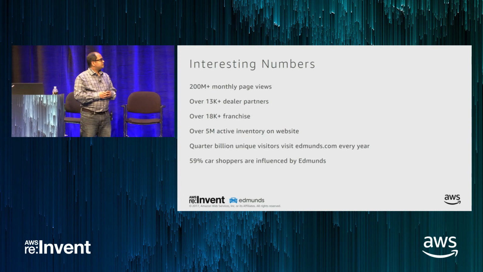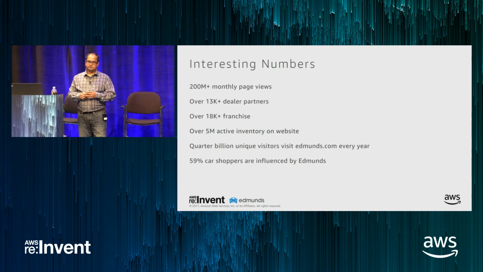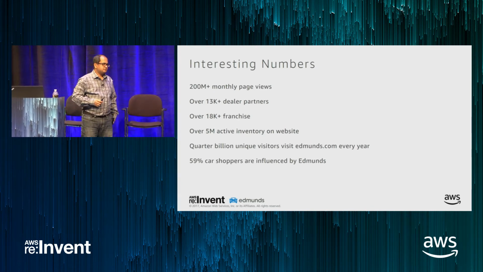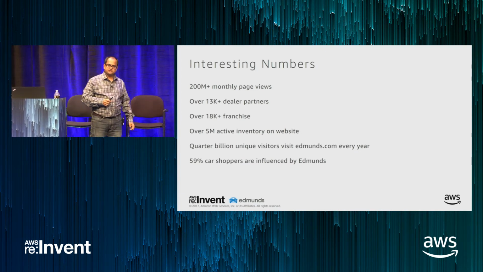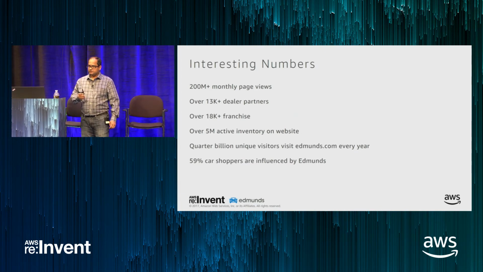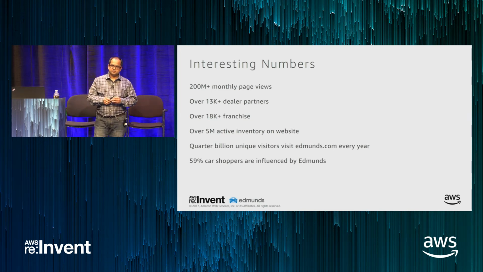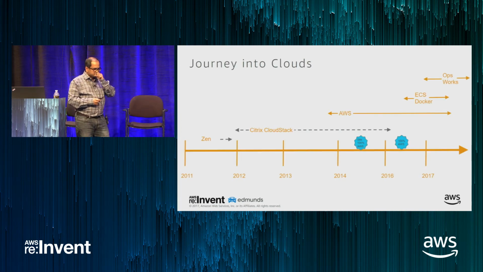So some of the interesting numbers that I've collected for you here. At Edmunds, we serve about 200 million page views a month. We have about 20 million unique visitors coming to us every month. We have thousands of partners and franchisees. We have over 5 million active inventory at any given point of time on the website. Over 250 million unique visitors visit us every year, which means 59% of car shoppers visit Edmunds. So in all, about 6 out of 10 people, we influence their buying decision when they visit.